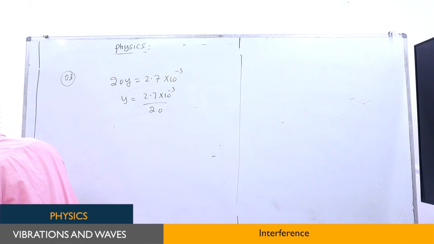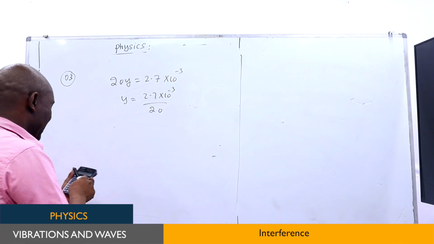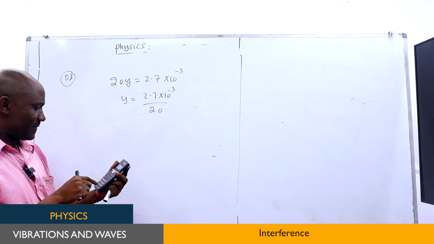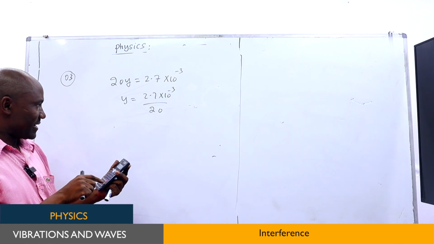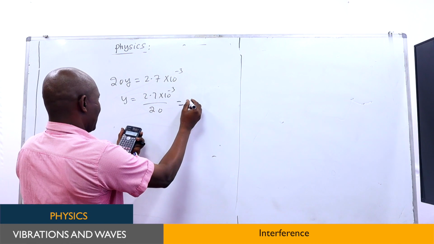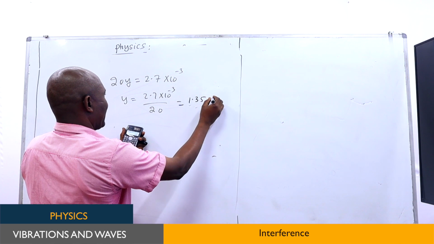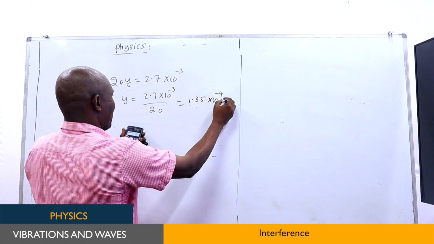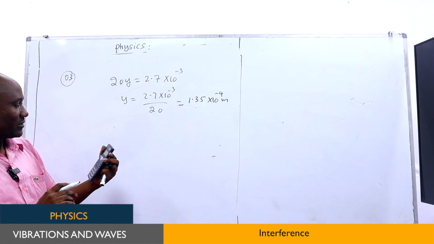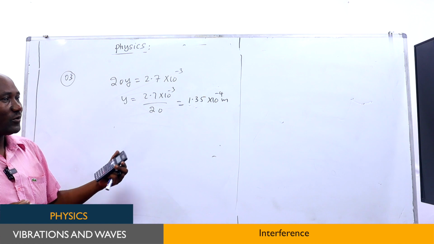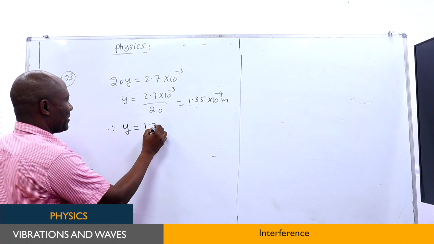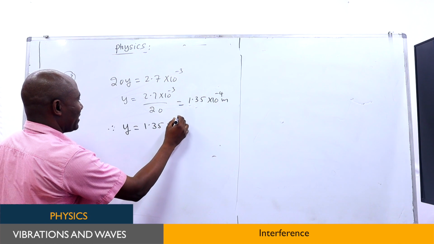Using your calculator, you take 2.7 e power negative 3 divided by 20. So this gives us 1.35 times 10 negative 4 meters, since we convert those millimeters into meters. So you are comfortable that we know the fringe separation here. The fringe separation equals 1.35 times 10 negative 4.